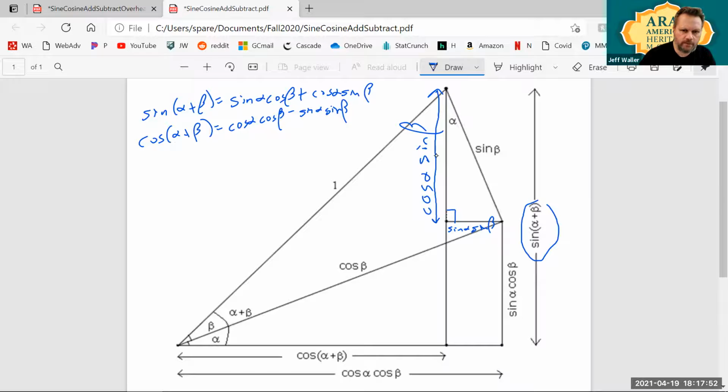So tell me this. Somebody tell me, what is sine of theta plus, what symbol do I want to use for you guys? Sure, omega. What's sine of theta plus omega? Isn't it just sine theta cosine omega plus cosine theta times sine omega?